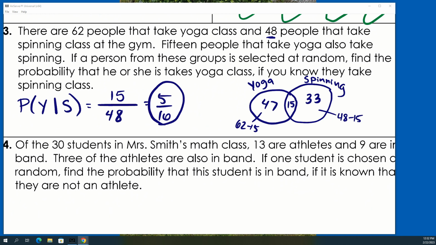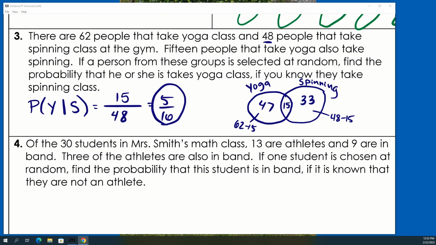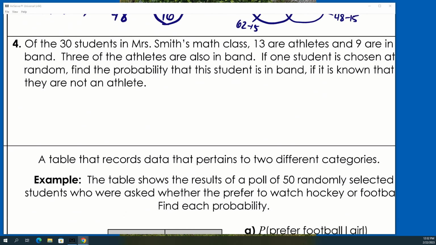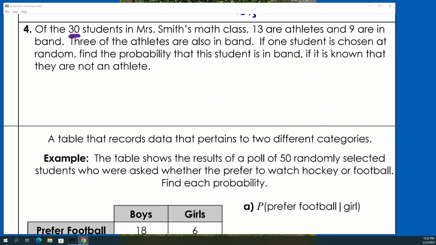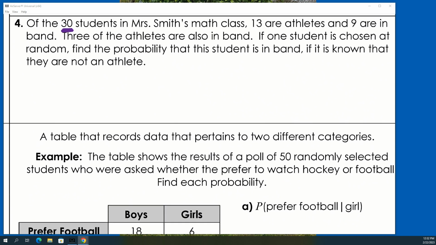Right. Now we're going to do a Venn diagram for number 4. Number 4 is slightly more difficult than number 3 was. Not to do the Venn diagram, but to actually answer the question. All right, so of the 30 students in Miss math class, that's important. We're going to come back to that 30 in a second. 13 are athletes and 9 are in the band. 3 of the athletes are also in band. If one student is chosen at random, find the probability that that student is in band if it is known that they are not an athlete.